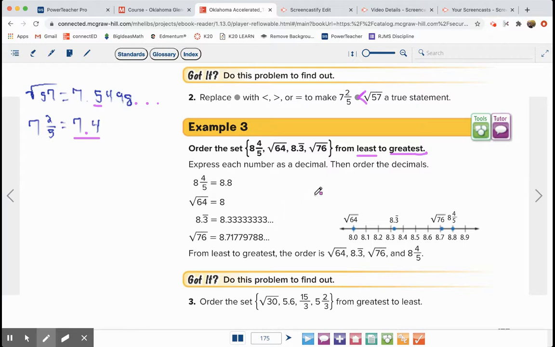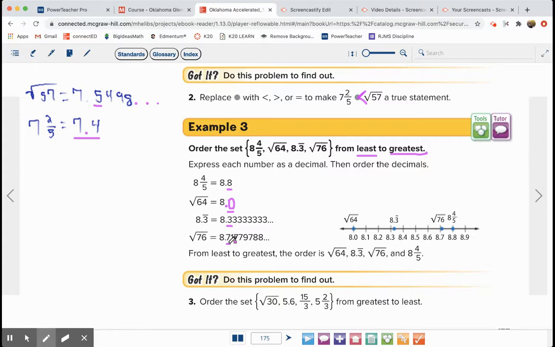So the first thing we do is change them all to a decimal. So 8 and 4/5 is 8.8. The square root of 64 is exactly 8. 8.3 repeating just means that 3 goes on and on and on. And the square root of 76 is 8.7177978, and so on. So to put them in order, they all have an 8 out front. So we look behind the decimal. If they don't have one, you can add a 0 to see how they compare. So we have 8, 0, 3, and 7.